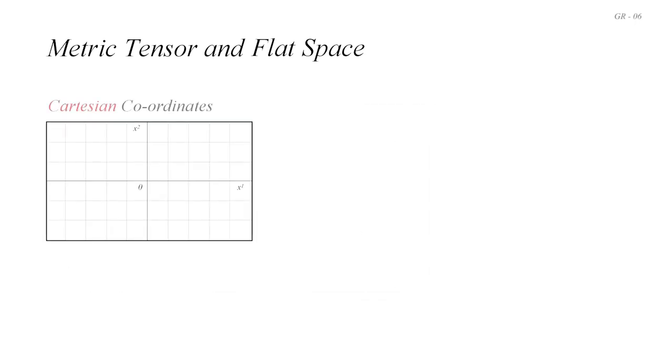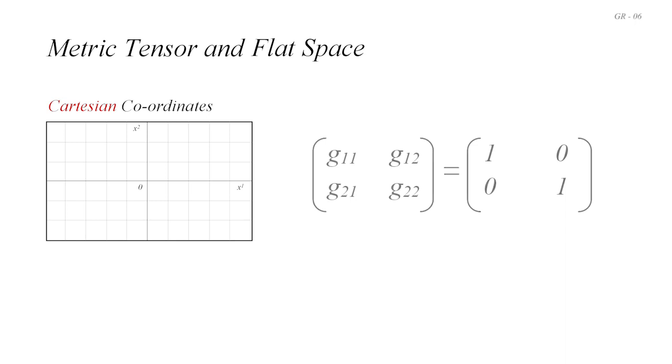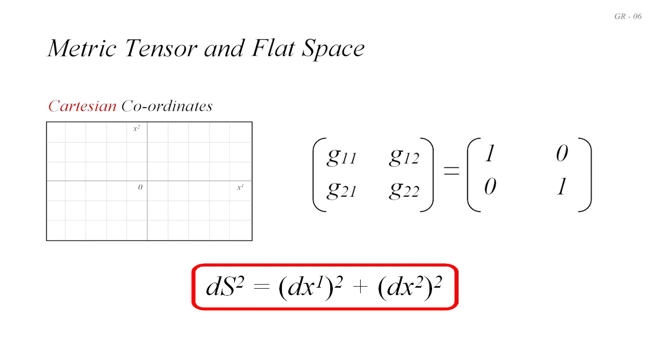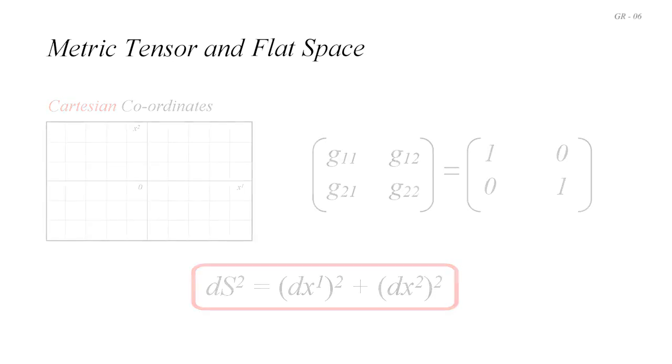Firstly, for the Cartesian coordinate system, the metric tensor was found to be 1, 0, 0, 1. And so for this, ds squared turned out to be the same as would be obtained by Pythagoras, namely, in 2 dimensions, ds squared equals dx1 squared plus dx2 squared.